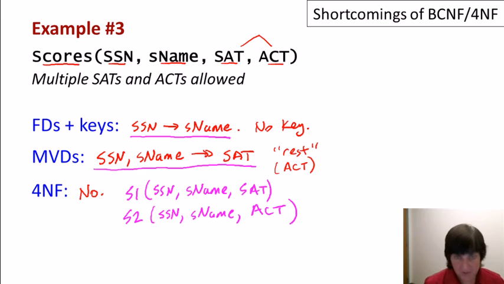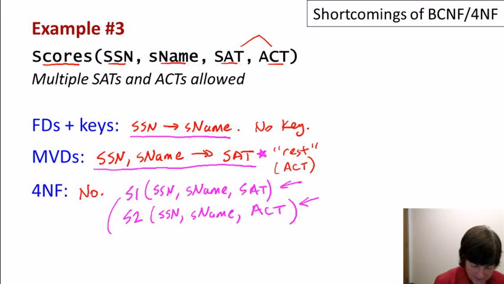So now we're done with the multi-valued dependency. Actually, in this case, it's now a trivial multi-valued dependency because it covers all attributes. And now let's take a look at the functional dependency. That's still a violation because the Social Security number is not a key on the left-hand side for either of these relations. So we'll split S1 into S3 and S4.